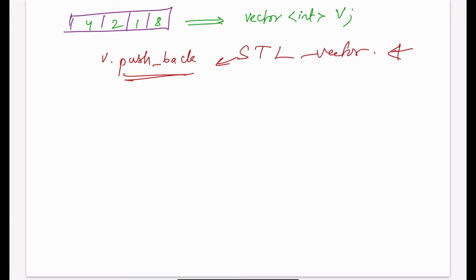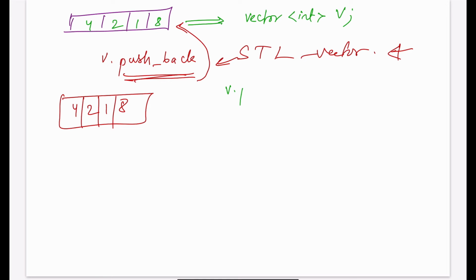So the push_back functionality can also be understood as simply an add-back functionality, which will add the data at the end. So whenever we push back any value, 4, 2, 1, 8 was initially present and the array was full. Now if we want to do v.push_back of another integer, 100.